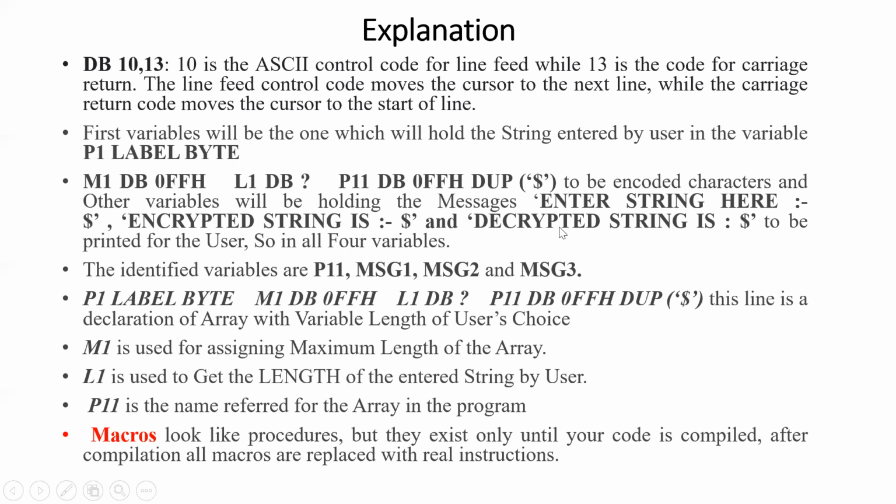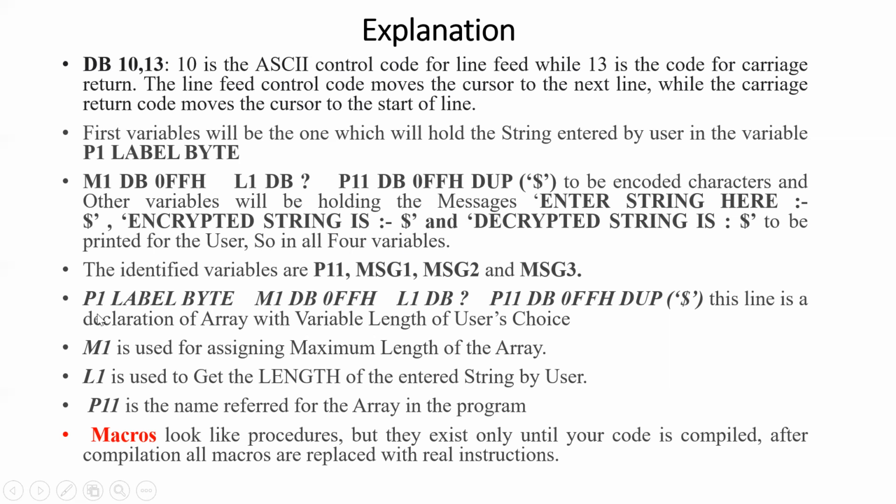So we are using three different categories here. Entered string means whenever the user enters the string, you store that string. Then you encrypt that string, and again you decrypt that string to be used by the user. For all these operations we are using four different variables, that is P11, message 1, message 2, and message 3, defined for storing the values for encryption and decryption.